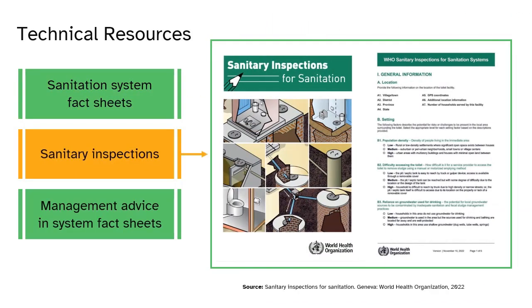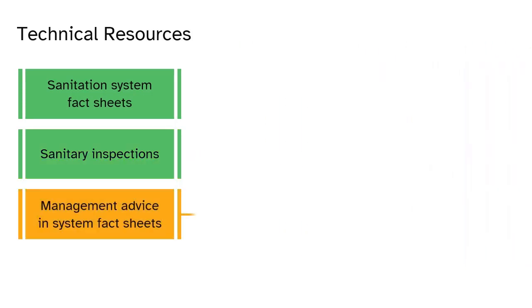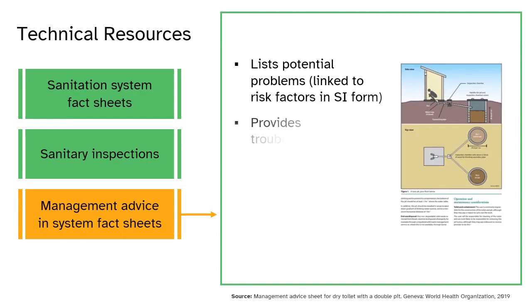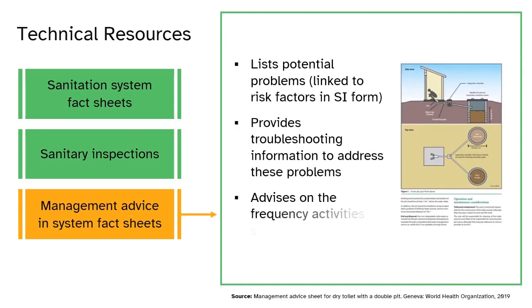The sanitary inspection forms provide a checklist of observational questions to support the identification of risk factors that may need corrective action. Finally, users can refer back to the system fact sheets for management advice to identify remedial measures for risks identified in the inspection.